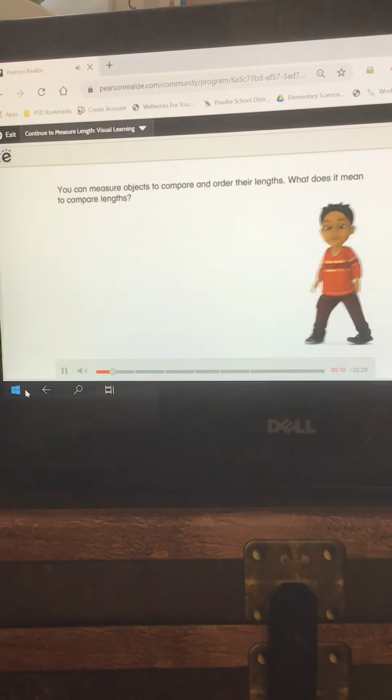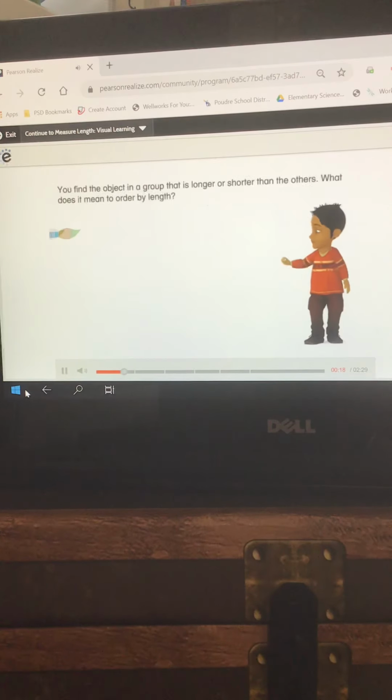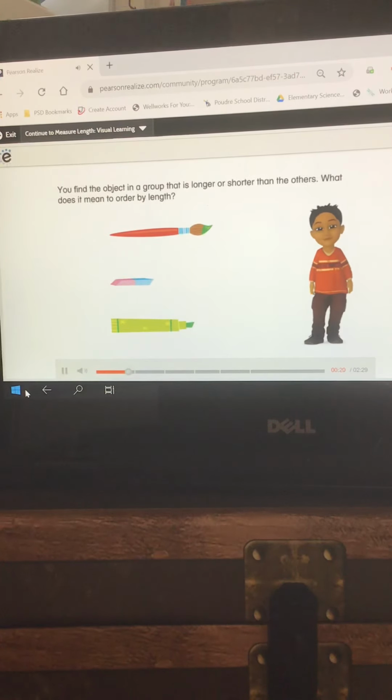You can measure objects to compare and order their lengths. What does it mean to compare lengths? You find the object in a group that is longer or shorter than the others. What does it mean to order by length? We are going to try to order them based on how long they are.